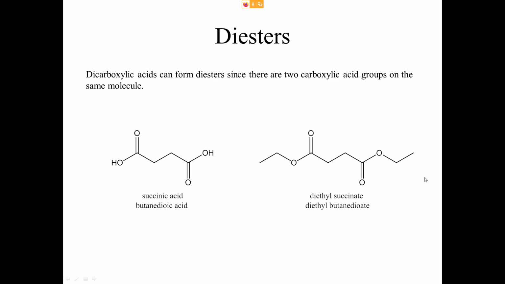But they both happen to be ethanol, so I can call it a diethyl group, because there's 2 ethyls on my dioate. But if these were not the same, say one was ethyl and one was methyl, then I would name it ethyl methyl butanedioate. 3 separate words. Right? So it's the same rules, nothing new. You're just removing this OH, adding the alcohol, and using it as the word in the first part of the name.